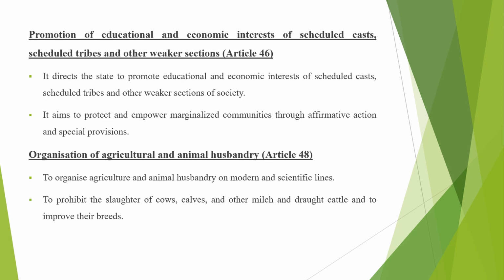Article 46. Article 46 talks about promotion of educational and economic interests of scheduled castes, scheduled tribes and other weaker sections. So this article says that the government should do some special things to help certain groups of people. These are groups that have faced a lot of challenges because of their background or where they come from. So who are these groups? These groups are called scheduled castes, scheduled tribes and other weaker sections of society. These are people who might not have had the same opportunities as others and they might need some extra support to succeed.